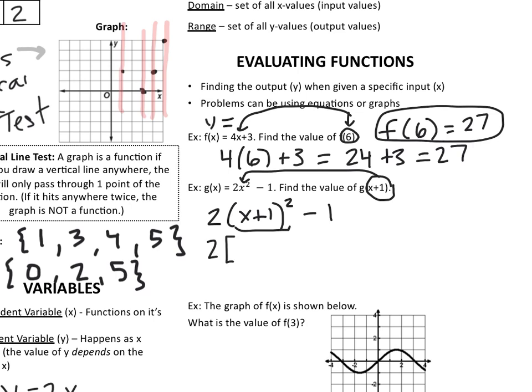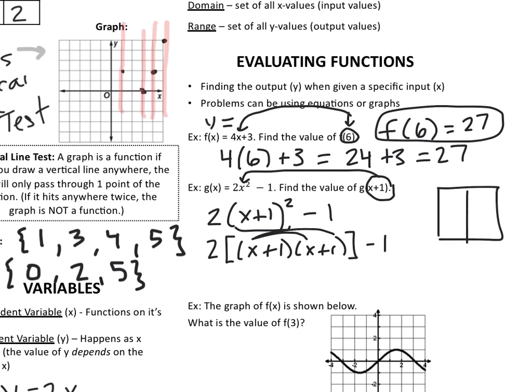Whenever something is squared, that means it's multiplied by itself. So you have x plus 1 times x plus 1, and that whole thing is subtracted 1. If you do an arrow, you would go that way. If you're a box method person, you set up your box, you do your x plus 1, and then fill it all in. If you're arrows, you do your arrows.